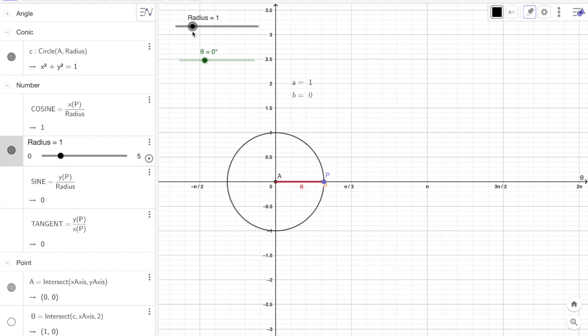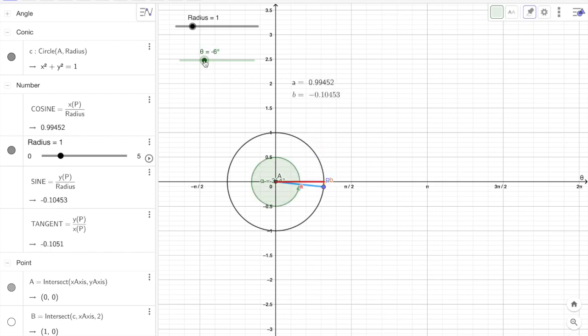The other slider bar is this angle theta that we talked about earlier. It's the angle that the point P makes with the positive x-axis. If I slowly scroll this to the right, you should see that point P moves around our unit circle. There's 90 degrees, 180, 270, and there's a full circle. Okay, let's scroll it back again to 0.